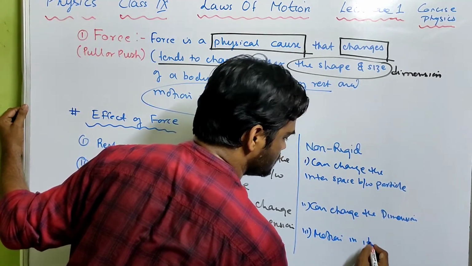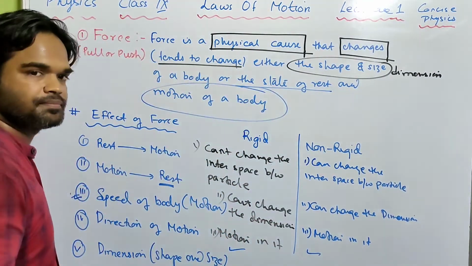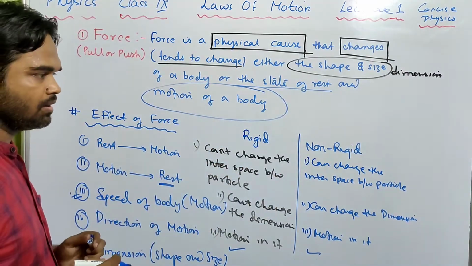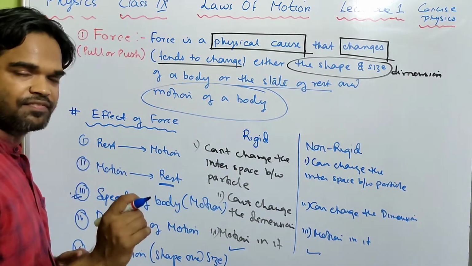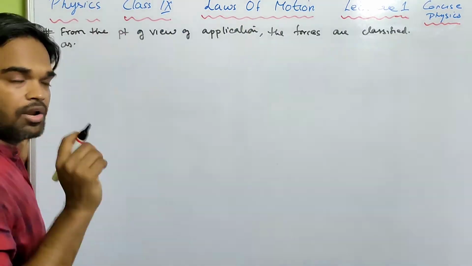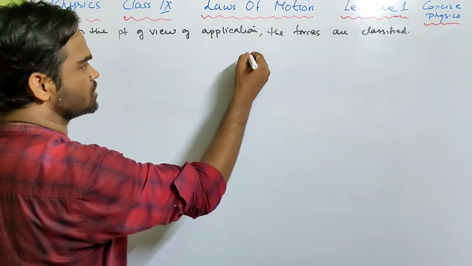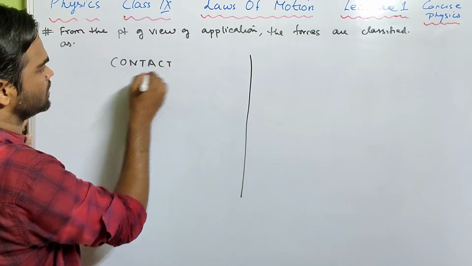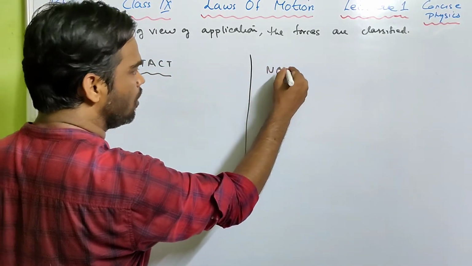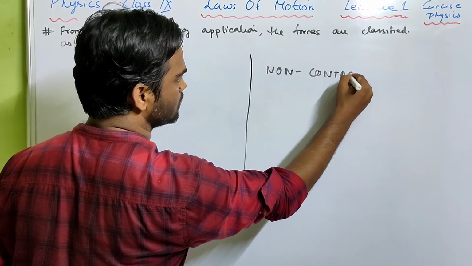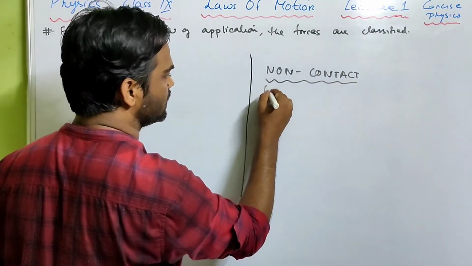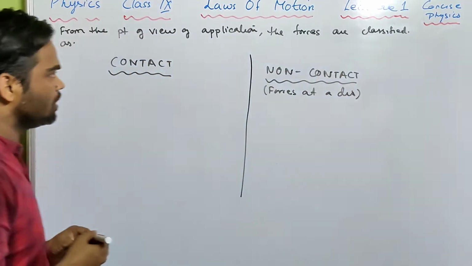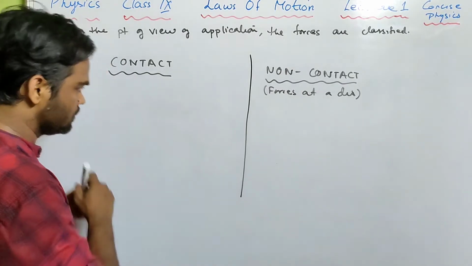So these things we can do. Am I clear? So this was the effect of force and what happens when you apply force on rigid and non-rigid body. Now let us see contact force and non-contact force. Now from the point of view of application, the forces are classified as contact and non-contact, or forces at a distance.